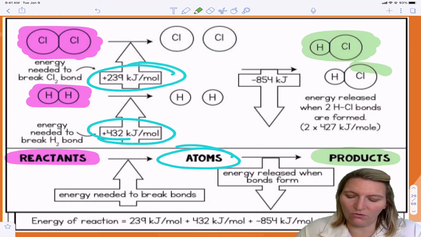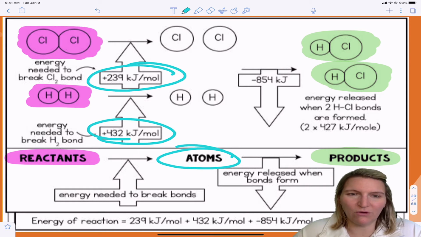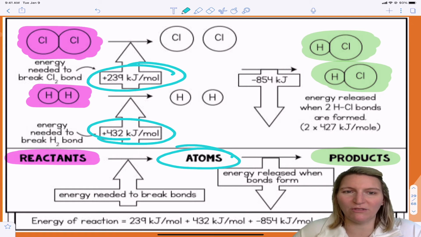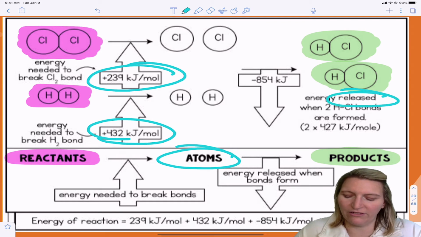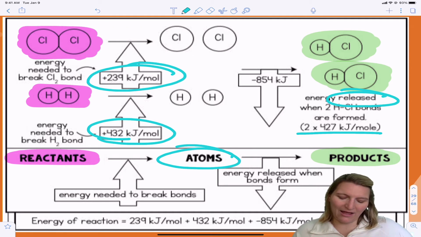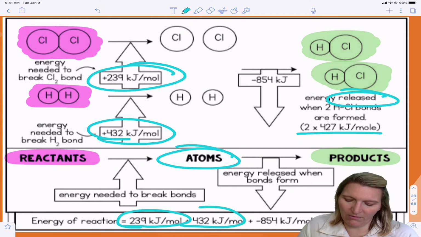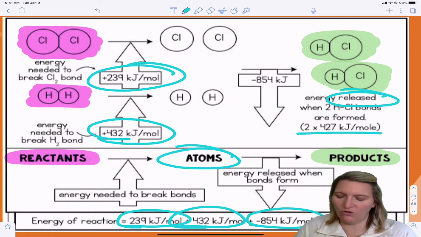Here are the new products. A hydrogen is bonded with a chlorine, and that has happened twice because those atoms have come together and now those atoms have a full octet. Energy is released, and we can actually figure out how much energy is released. And then when I add up the energy that I put in to break the bonds, and then the energy released, see how that number is negative? The energy released when those new bonds are formed, I get a negative number. That tells me that this reaction was exothermic.